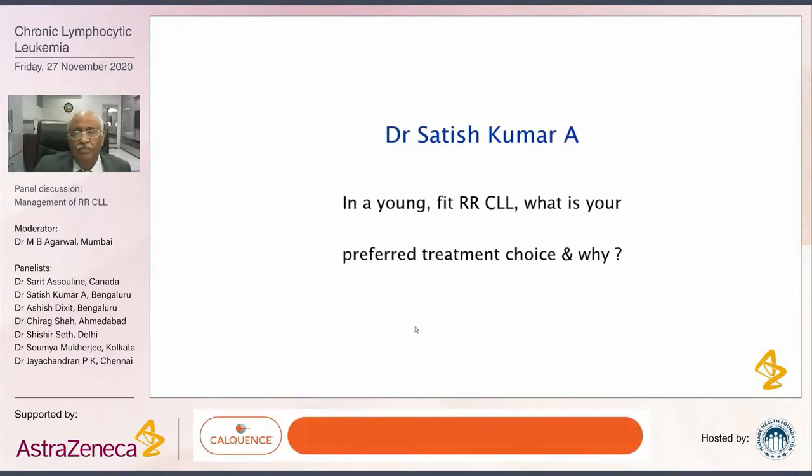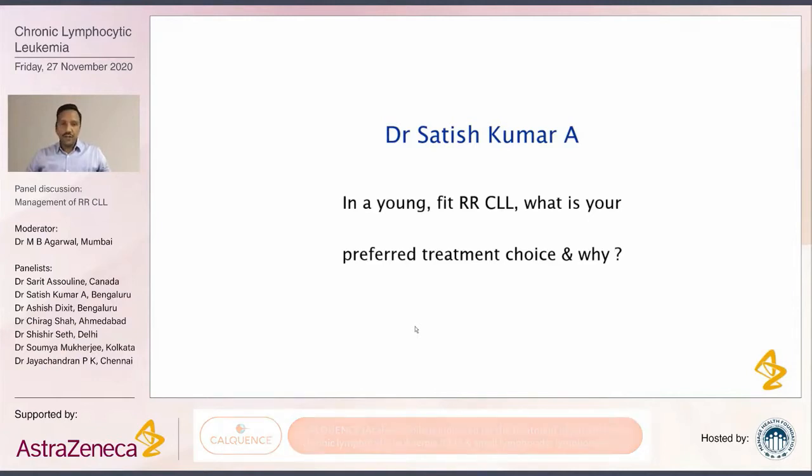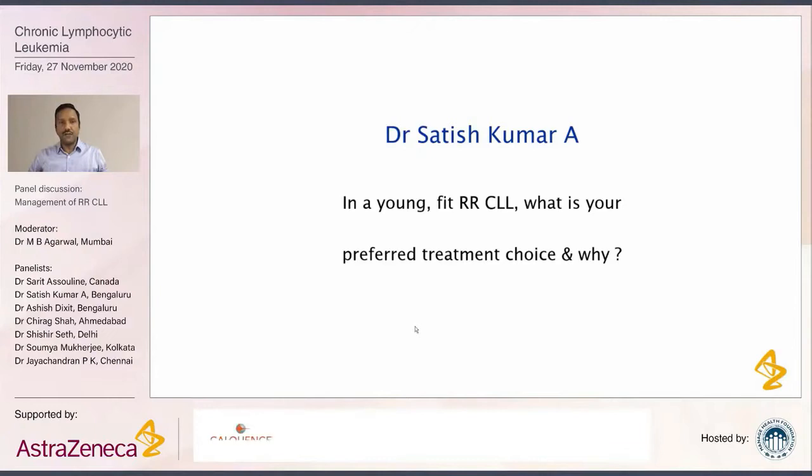So in a young, fit, relapsed and refractory CLL, it depends upon whether he falls into the high-risk category or not. High-risk category, as defined by the recent European Research Initiative on CLL group. So if he does not have any adverse genetics, and we have started him on a pathway inhibitor, whether it's a BTK inhibitor or BCR inhibitor, and if he's responding well to the treatment, I would continue the same thing. I would not change anything.